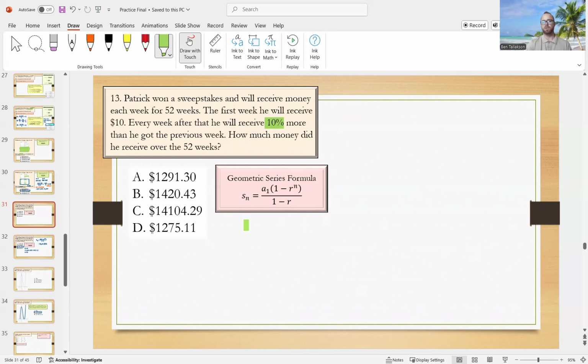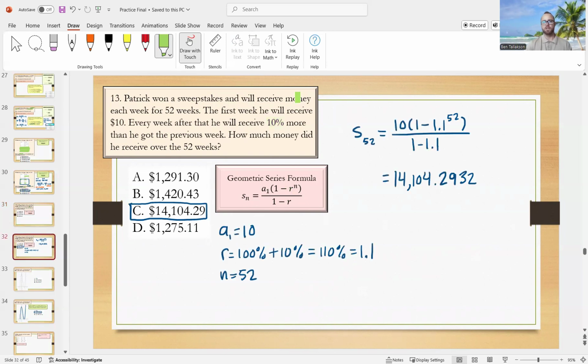I gave you the geometric series formula. That's a clue. Remember, percentage means multiply. That is also a clue. And we need to find the information to plug into our formula. Okay, they told us 52 weeks. That's the amount of time. So 52 goes there for n and there for n.